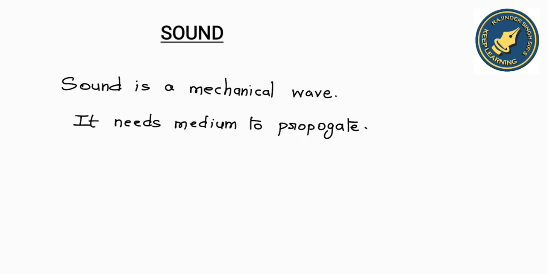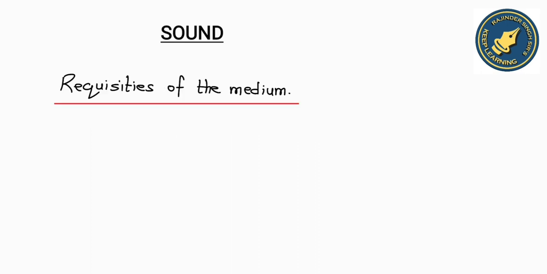Two people sitting on the moon next to each other cannot hear even if they scream loudly. The reason? There is no medium. So hence sound needs a medium to travel, to propagate. What are the requisites of the medium needed for sound to propagate? Number one, the medium should be elastic.